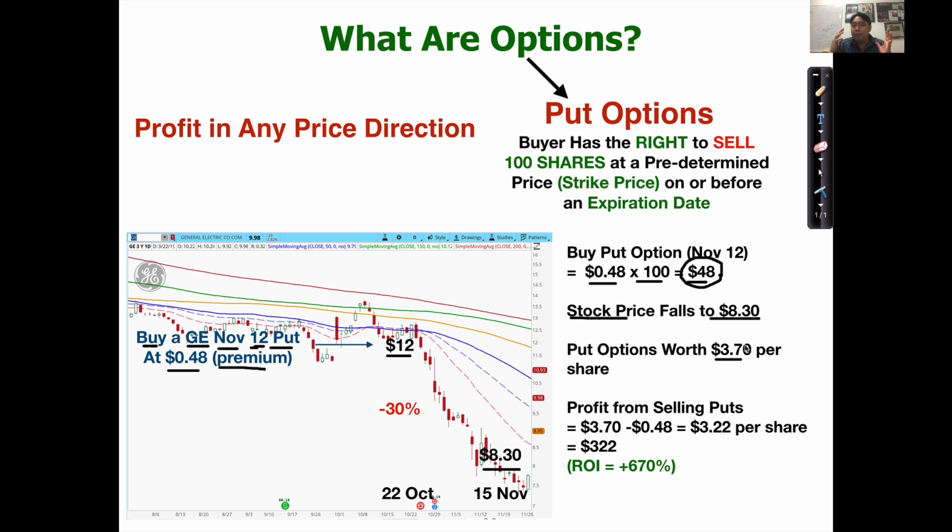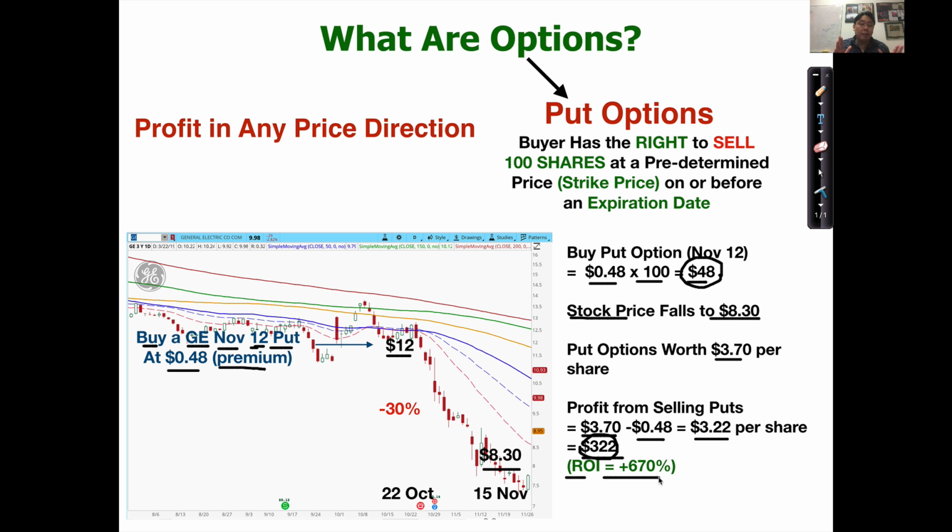Now, you don't actually physically get the shares and sell the shares, right? You just have to sell the options at the higher price where they are right now. So again, you bought the options at 48 cents, and now they are worth $3.70. So you sell it for a profit of $3.22 times 100. That's $322 in profit. So you just made $322. Divide that by $48, which is your initial capital. Your return on investment is 670%. So again, you can make huge returns with minimum risk.